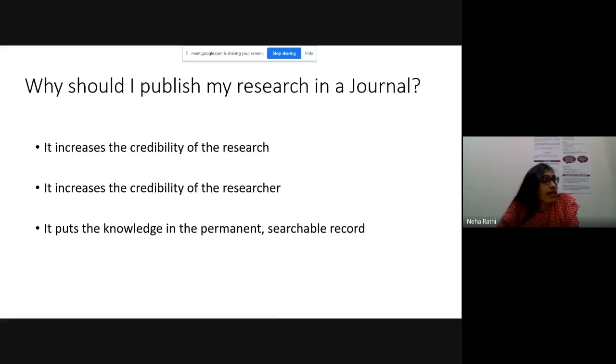It's always going to be there. Similarly, a research article in a journal will remain permanently unless it has been retracted because of malpractices. Maybe you have dodged the data or something. That's another part of the story.